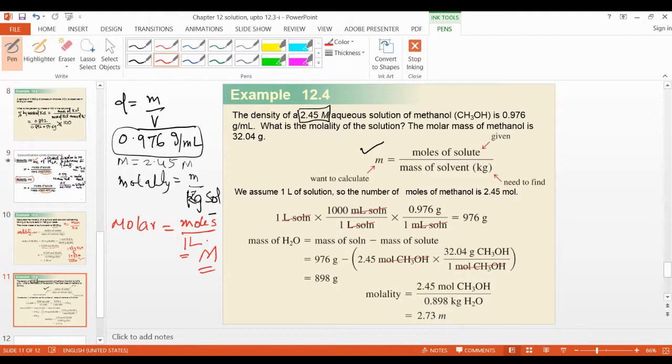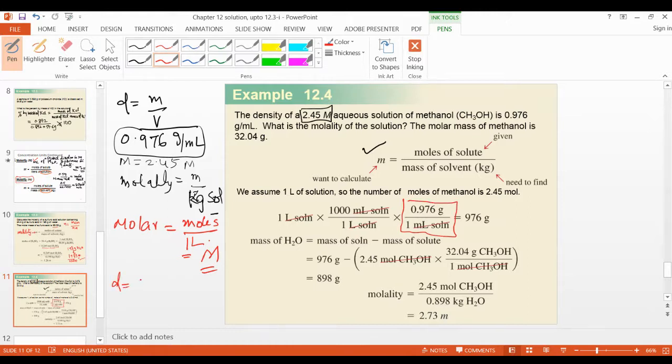Alright. So now 1 liter of solution is equal to how many milliliters? We know that 1 liter is 1000 milliliters. This is the density, right? If 0.976 gram is present in 1 milliliter, how much will be in 1 liter? Why are we calculating in 1 liter? Because our solution is 2.45 molar.